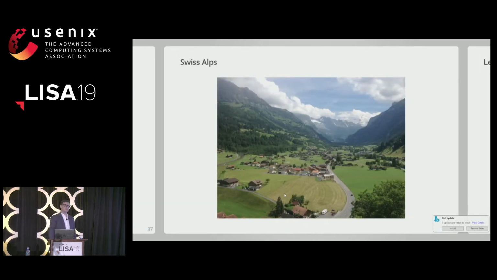This is a photo of the Swiss Alps. It's very beautiful there. Probably one of the most beautiful places I've ever been to. And this photo is in the presentation to help us all relax just a little bit.